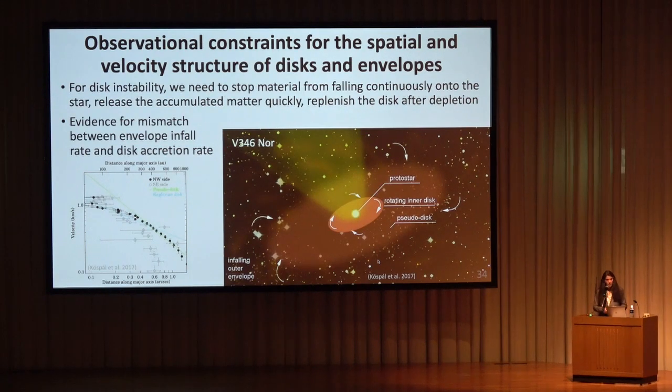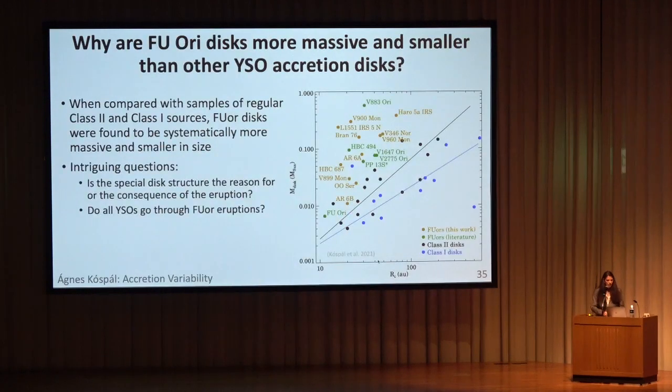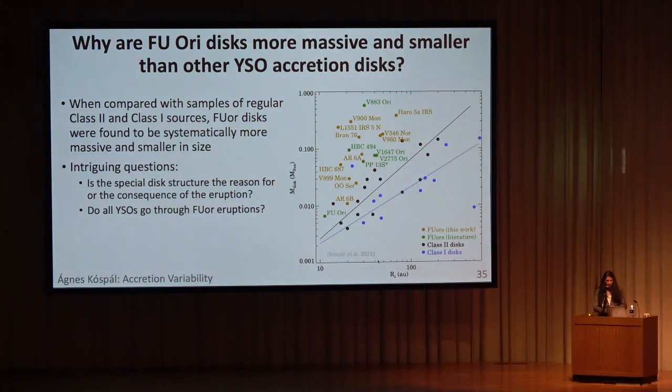And indeed, we managed to measure such a mismatch in one young eruptive star, V346 Normae. Using ALMA, we could measure the velocity profile of the circumstellar material, and we found a Keplerian disk in the inner part and the pseudo disk in the outer part, which shows a combination of infall and rotation. So that's how we could measure these properties. There are still some remaining open questions.